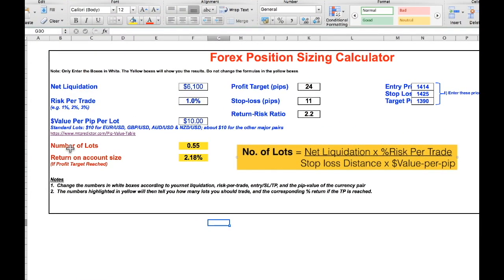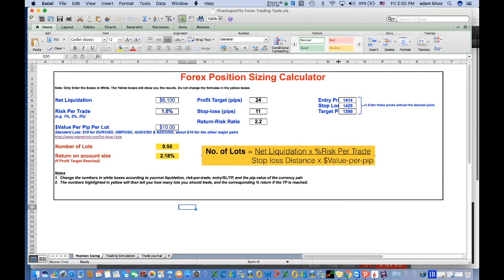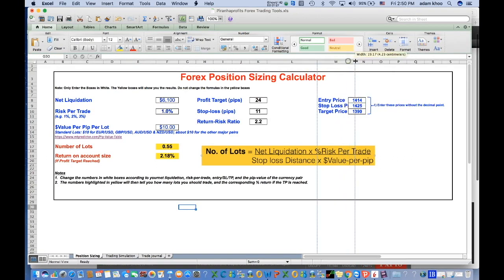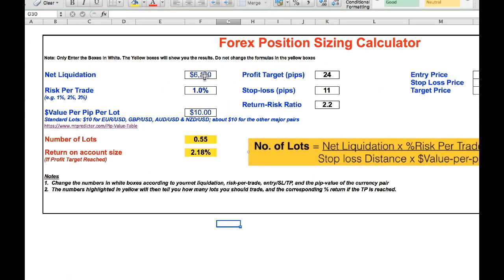To use the one I provided, you only key in the boxes in white. Only enter the boxes in white. The yellow boxes will show you the results. Never ever go to the yellow boxes, because if you type something there, you will change the formula and the calculator will get screwed up. So same thing with net liquidation 10 grand, risk per trade 1%. So key this in, key this in.